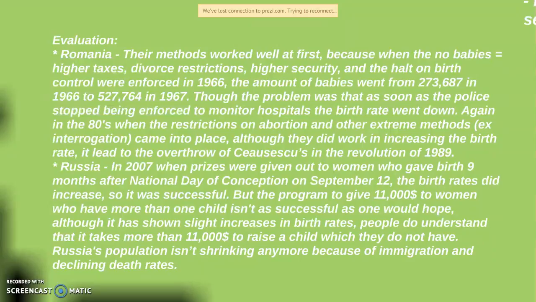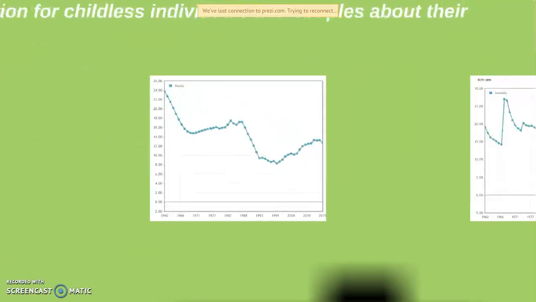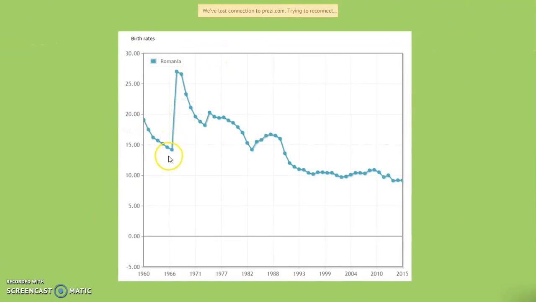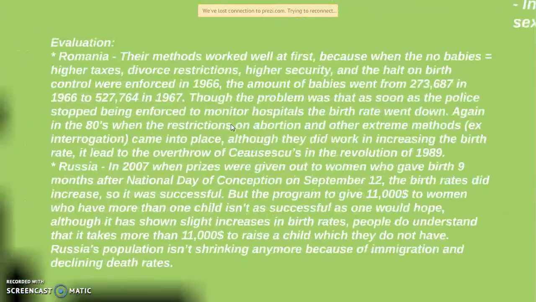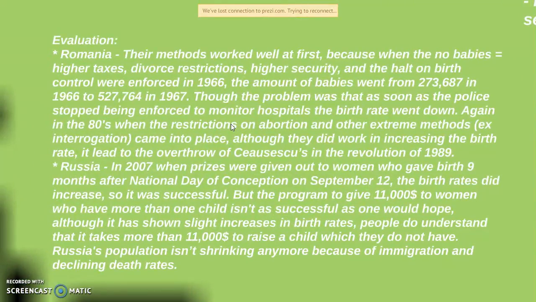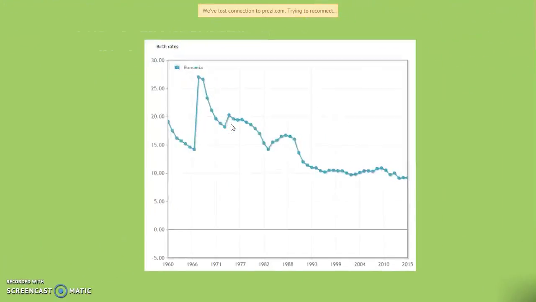My evaluation for Romania is that the methods worked well at first. When no babies equals higher taxes, divorce restrictions, higher security, and the halt in birth control were enforced in 1966, the number of babies went from 200,000 to 500,000, and this is what we see right here. And then it dropped immediately. We can see this huge drop. This was because they stopped having police enforced in hospitals, and that's the reason.